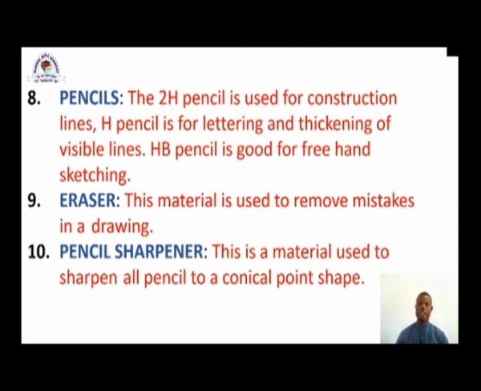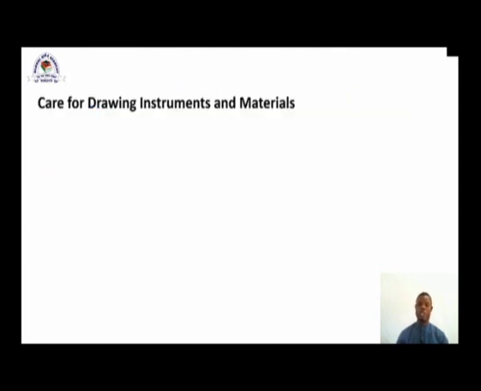Now you have the eraser here. This material is used to remove mistakes in a drawing. You have the pencil sharpener too, which is a material used to sharpen all pencils to a conical point shape.